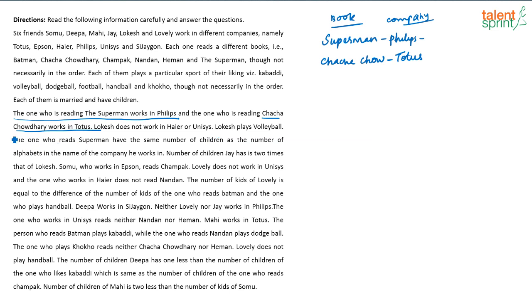Okay, the one who reads Superman has the same number of children as the number of letters in the company he works in. So the person who reads Superman is working in Philips. How many letters are there in Philips? 7 letters are there. Correct? So he has 7 children. Okay, there is one more thing you have to write here, which game each of them plays, and you have to find their names also. All these are pending. We have to find out.